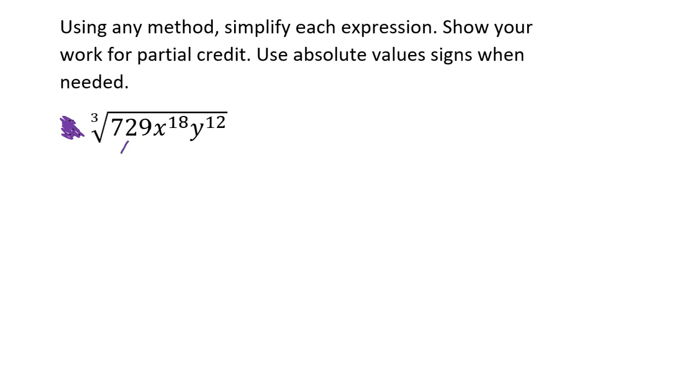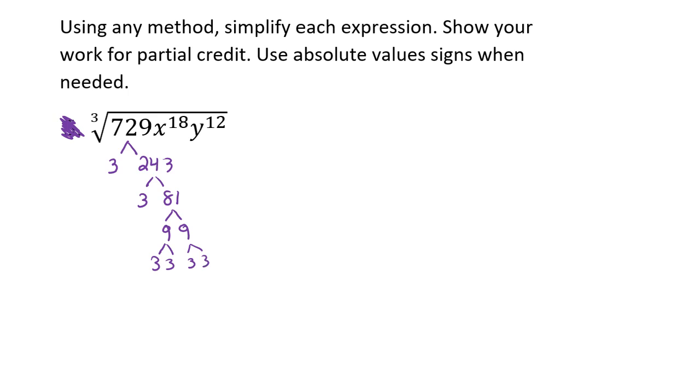So we're going to break down 729. So I'm going to go to my calculator and I'm going to divide it by 3. So I notice that 3 times 243 is 729. Okay, so 243 divided by 3 is 81. So 3 times 81 is 243. 81 is 9 times 9. And 9 is 3 and 3, and 9 is 3 and 3.